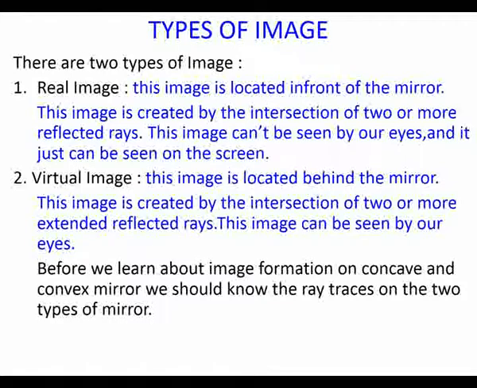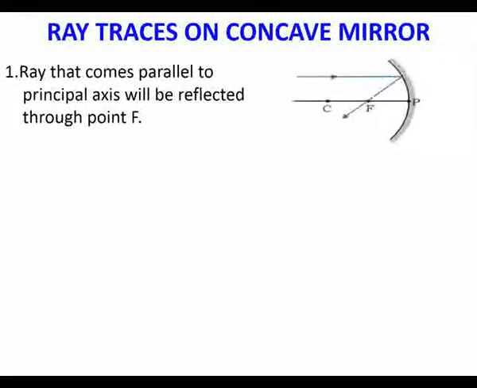Before we learn about the image formation on concave and convex mirror, first we should know the ray traces on the two types of mirror. Now we will learn about the ray traces on concave mirror. There are three ray traces on concave mirror. The first, the ray that comes parallel to principal axis will be reflected through point F or through focal point.